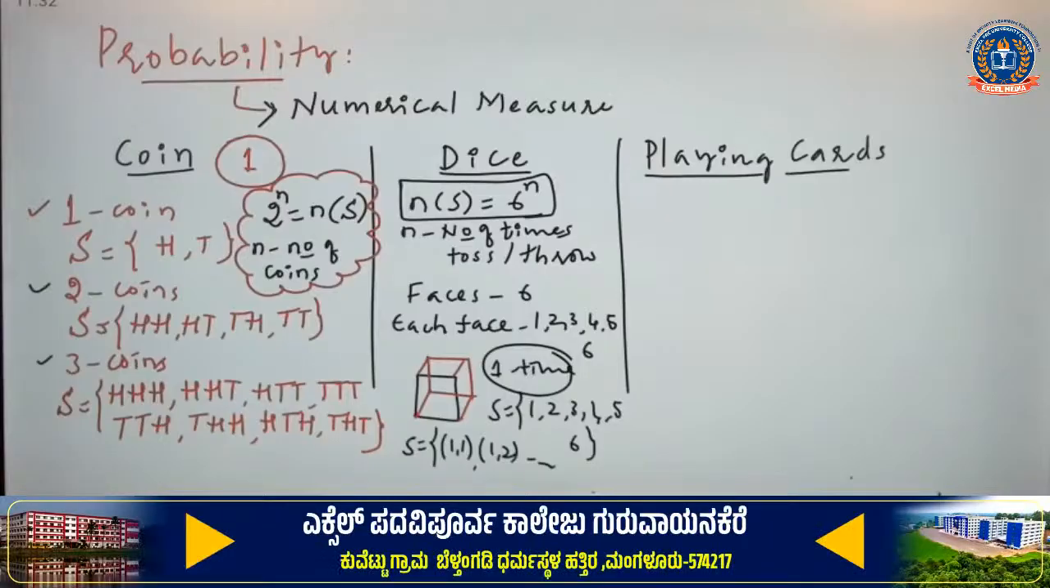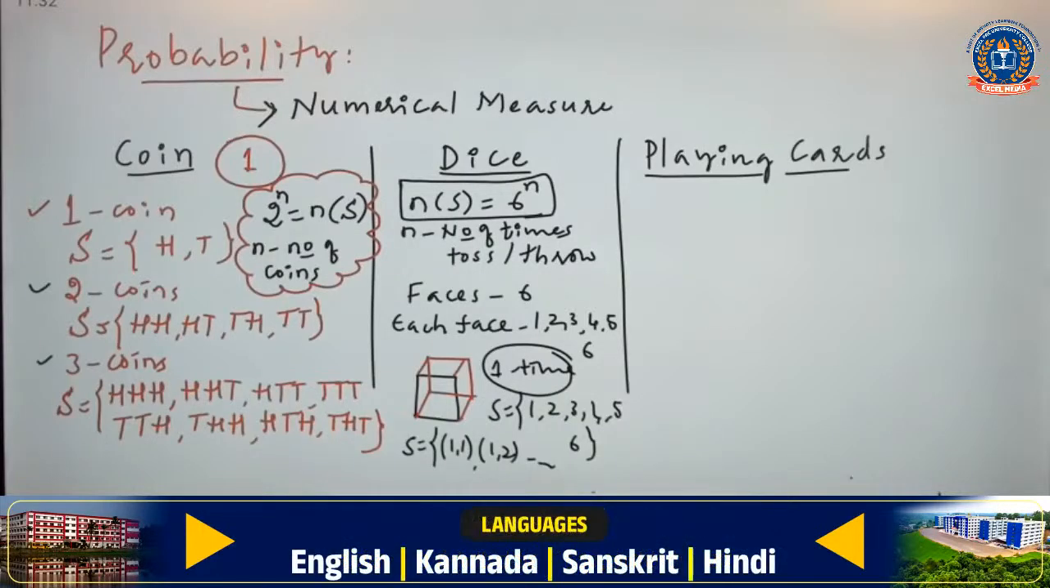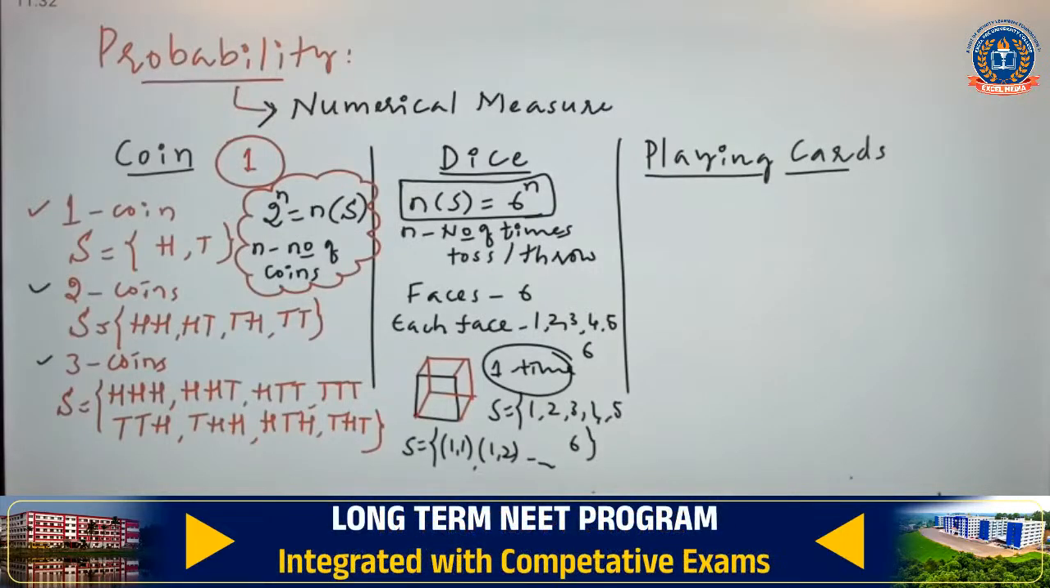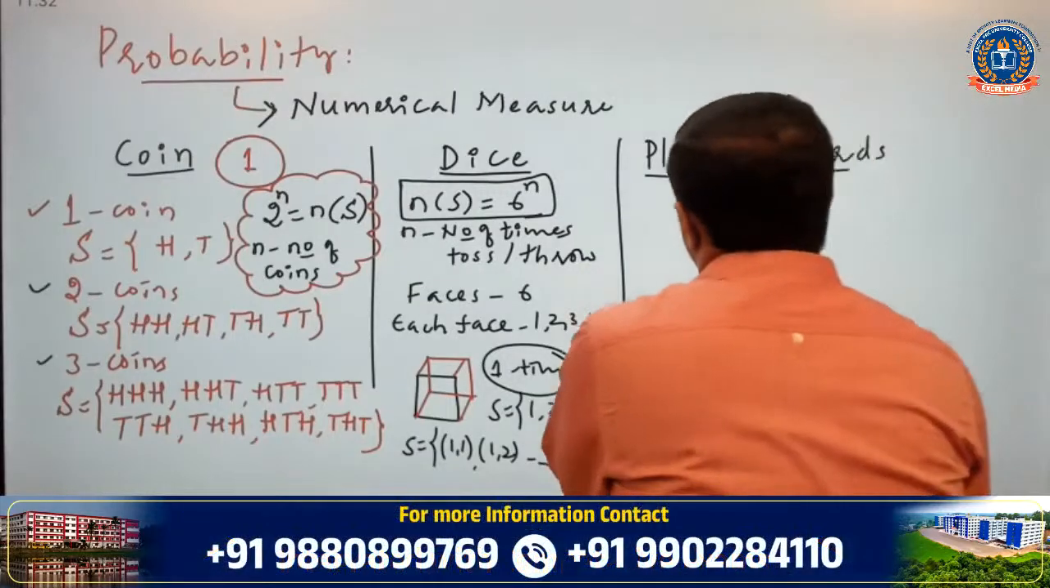Yes, Mahadeva, we are going to get 36 outcomes when we throw 2 dice. Yeah, Vidya, when you throw a single die, you are going to get 6 outcomes. Done. Okay, now the playing cards.